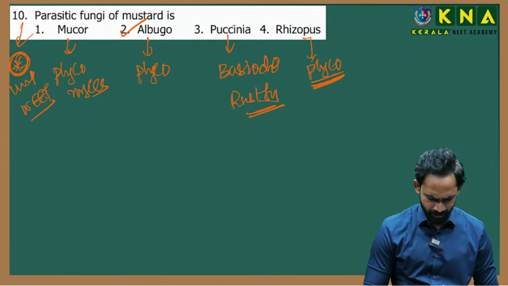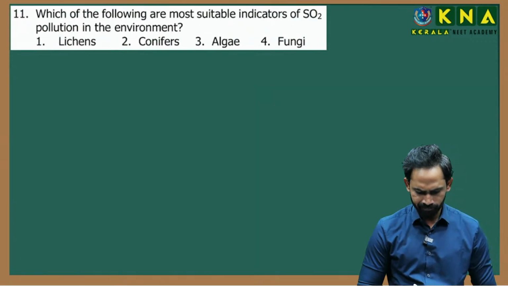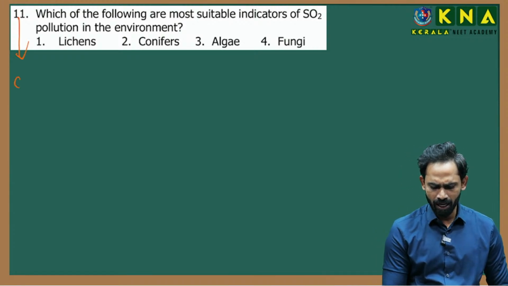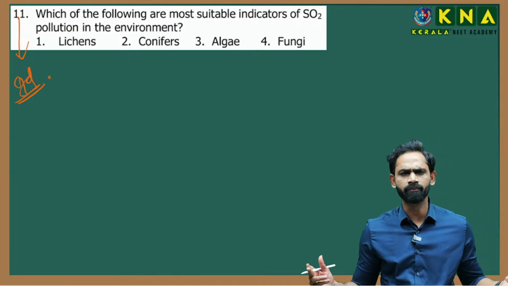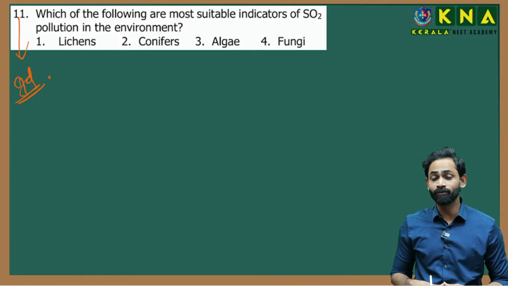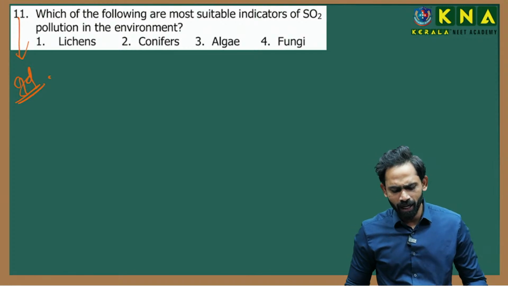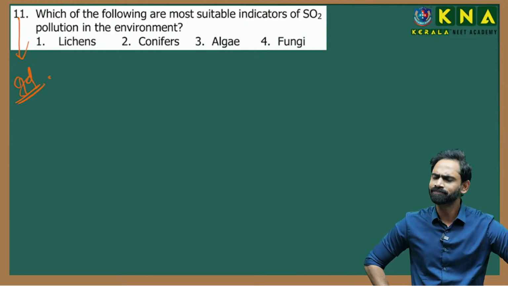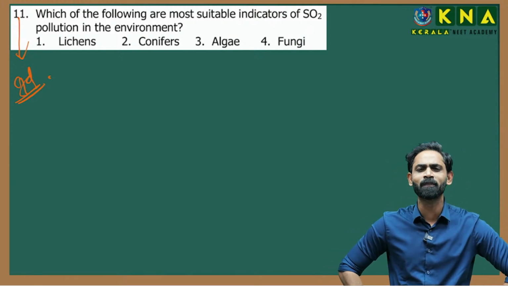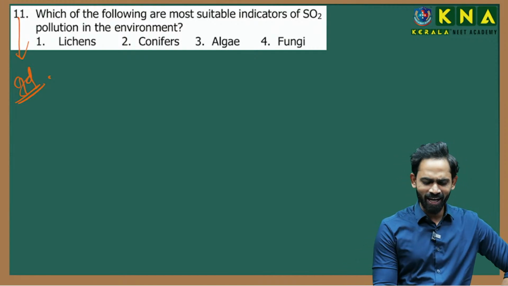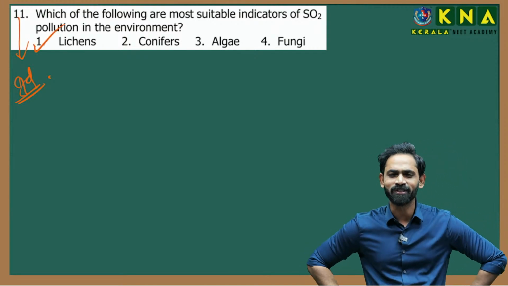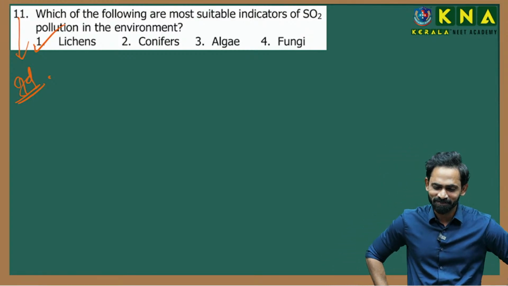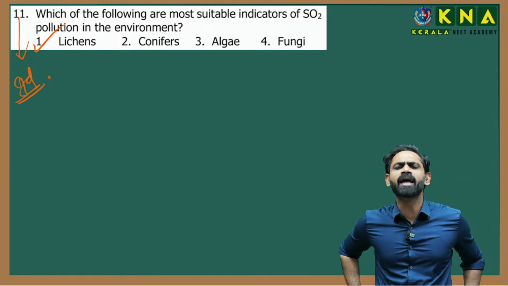The next question, the 11th question. Nice question. This definitely I am giving as a good question, no doubt about it. Why I am giving good? Which of the following are most suitable indicators of SO2 pollution? You can take it as air pollution, at least remember the pollution. Definitely the answer is option 1, lichens, no doubt. Now you tell me why I gave this as a good question. Just think. Lichens, what are lichens? Okay?